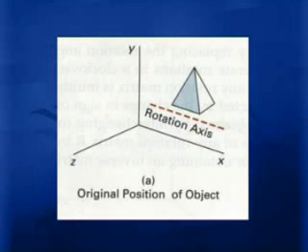The object, kind of a pyramid, is to be rotated around a rotation axis which is shown with a dotted line. Now this dotted line is parallel to x-axis. So this is our first starting point when we have arbitrary axis parallel to one of the axes, in this case parallel to x-axis. This is the original position.